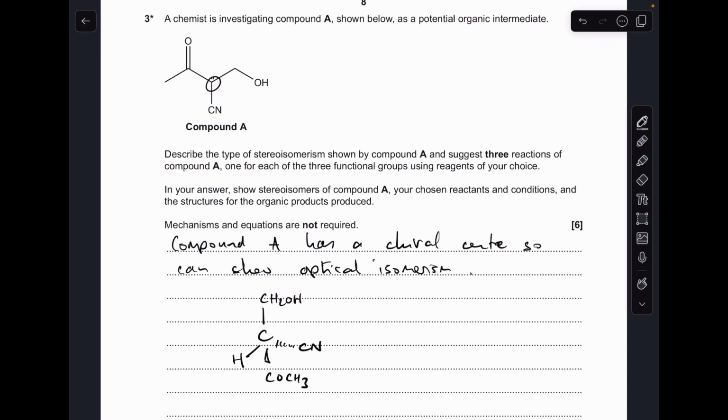All I need to do now is mirror that. Then the only other thing we need to say is that these optical isomers are non-superimposable mirror images of each other.